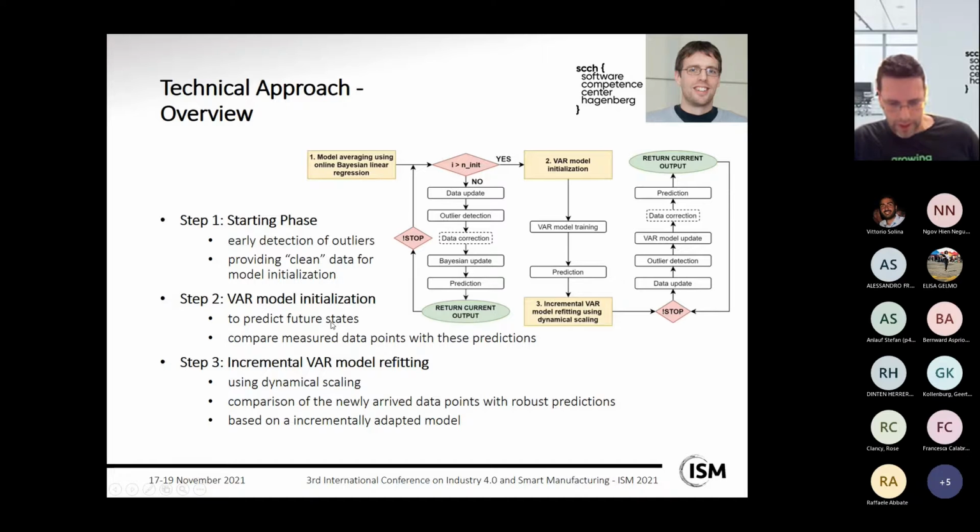In the second step, after transformation to comparable scales of the input data, we use this data of the starting phase to initialize a vector autoregressive model. In the third step, we then make incremental model refitting.